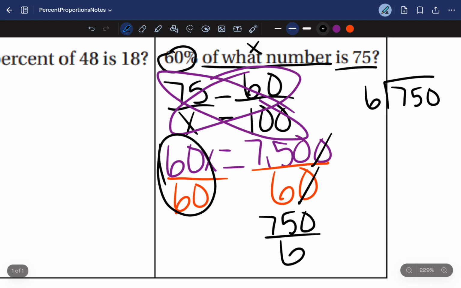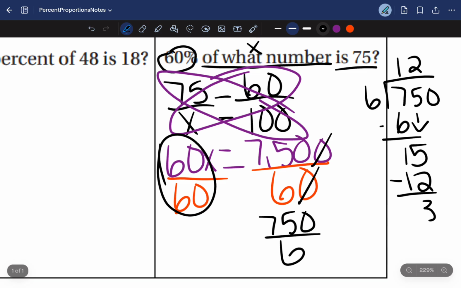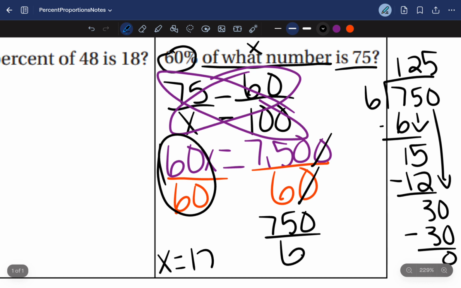Okay, so I'm just going to do this one digit at a time. 6 is smaller than 7, so it goes in one time. I'm going to subtract 6 for a remainder of 1. I'm going to bring down that 5, and now it's 15. If I skip count my 6's, it only goes in 2 times, because if I do 3, that's 18, and that's too big. So I'm going to subtract 12 for a remainder of 3. Then I'm going to bring down that 0, and I'm going to think to myself, 6 times what is 30? 6 times 5 is 30. I'm going to subtract 30 with the remainder of 0. So what that means, x equals 125.